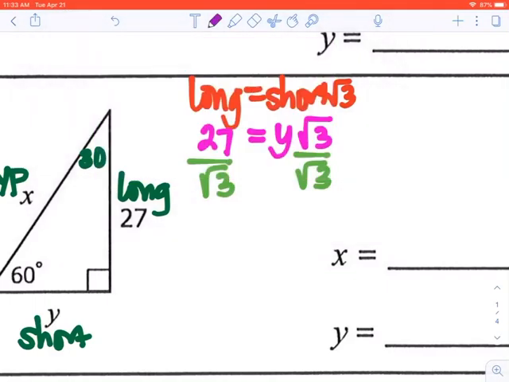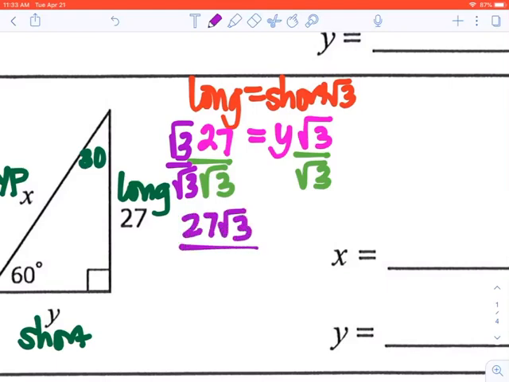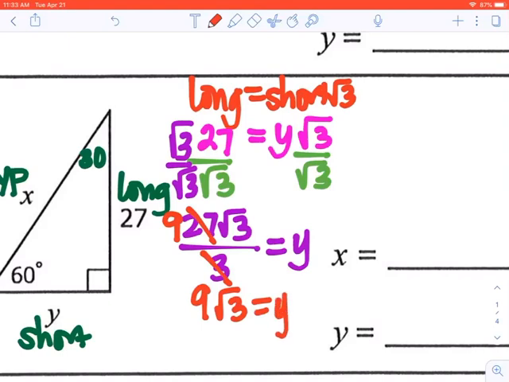Giving us the opportunity to rationalize by multiplying by root 3 on both sides, top and bottom, excuse me. So we have 27 rad 3 on the top, and then root 3 times root 3 is root 9. Root 9 is 3, and that's equal to y. And then always simplify. 3 goes into 27 9 times. So 9 rad 3 is your y value.